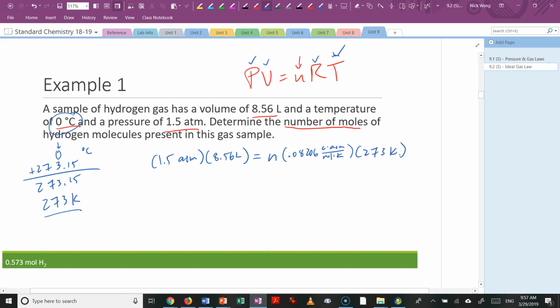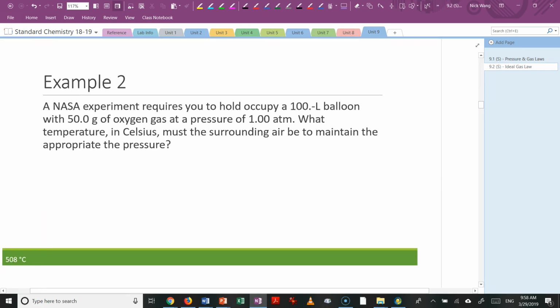All right, so at this point, you have to solve for the mole amount, and that's what this is right here. And then rearrange, solve for n. n is going to equal 0.573 moles. All right, so that's the number of moles of hydrogen molecules that are present in this gas sample. That's the first example. All right, let's go and take a look at another one.